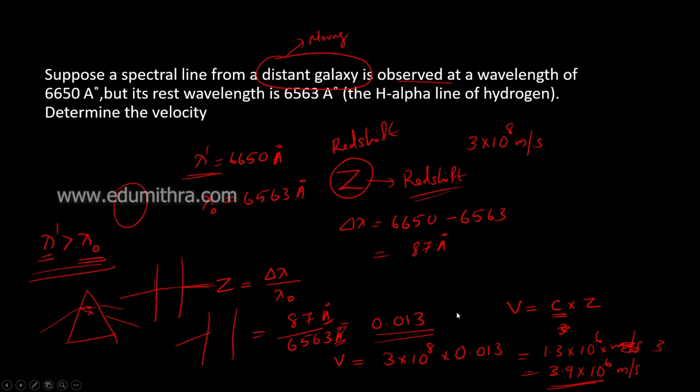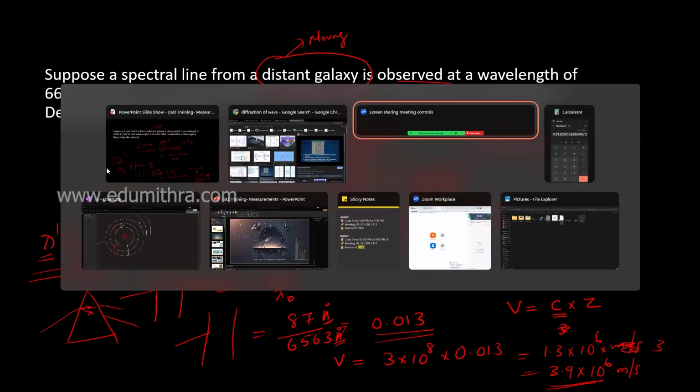Sir, yeah, I got your point. And my second question is, can I get the value of Planck's constant? Planck's constant is 6.6 something into 10 to the power minus 34. Just check the exact value, I will check. Okay. Yes, sir. Thank you. Thank you, sir. Yeah, sure.